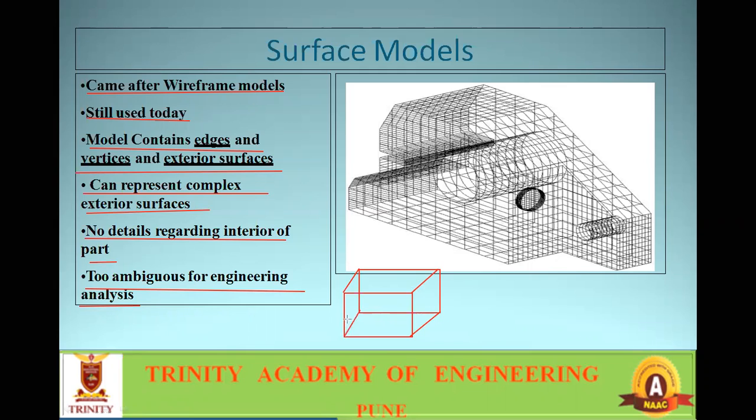But I can't say this as a surface model because it can't represent any kind of surface. For that purpose, I need to divide the surface model. That is, I have to indicate this surface, this surface, this surface, and this surface. Again, backside surface, upward surface. So these six surfaces I have to indicate.